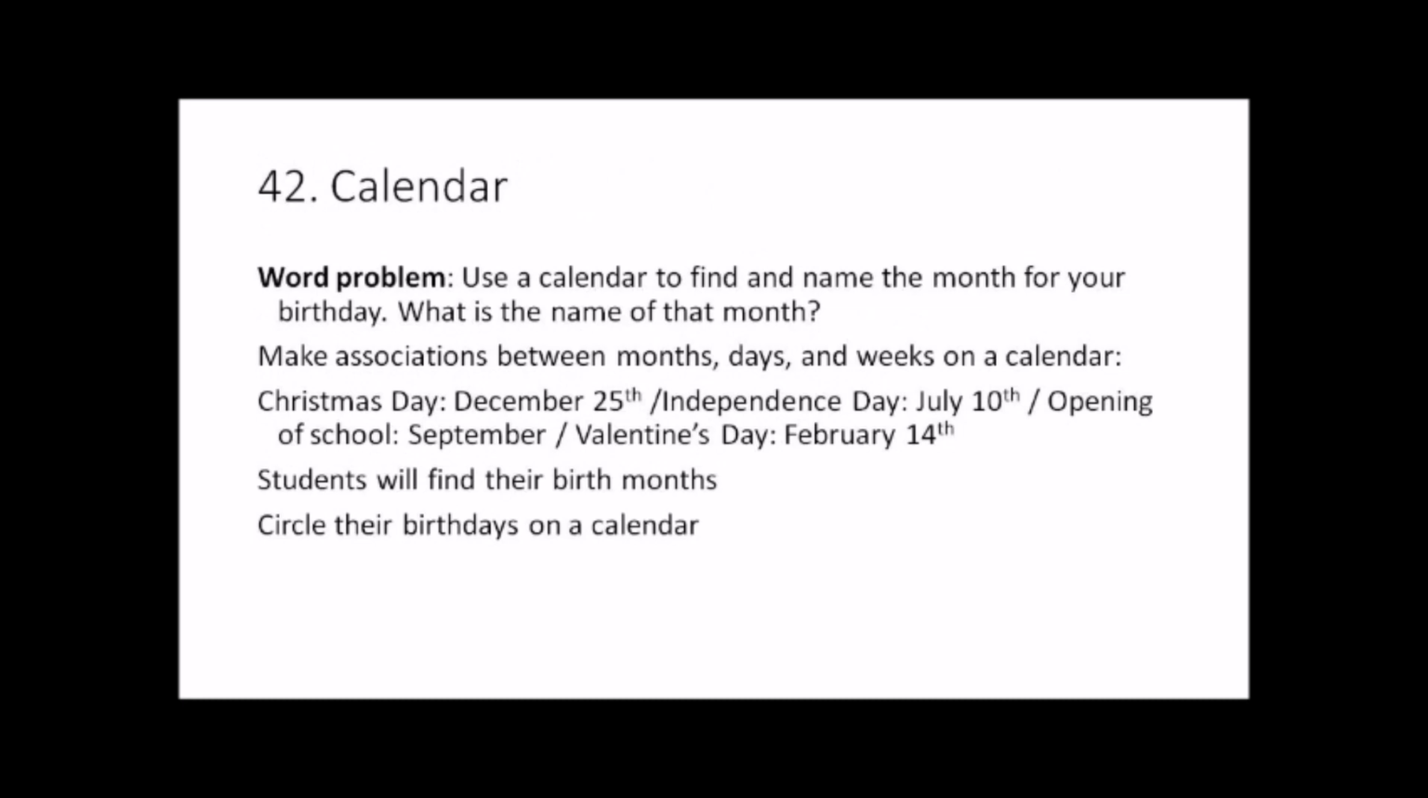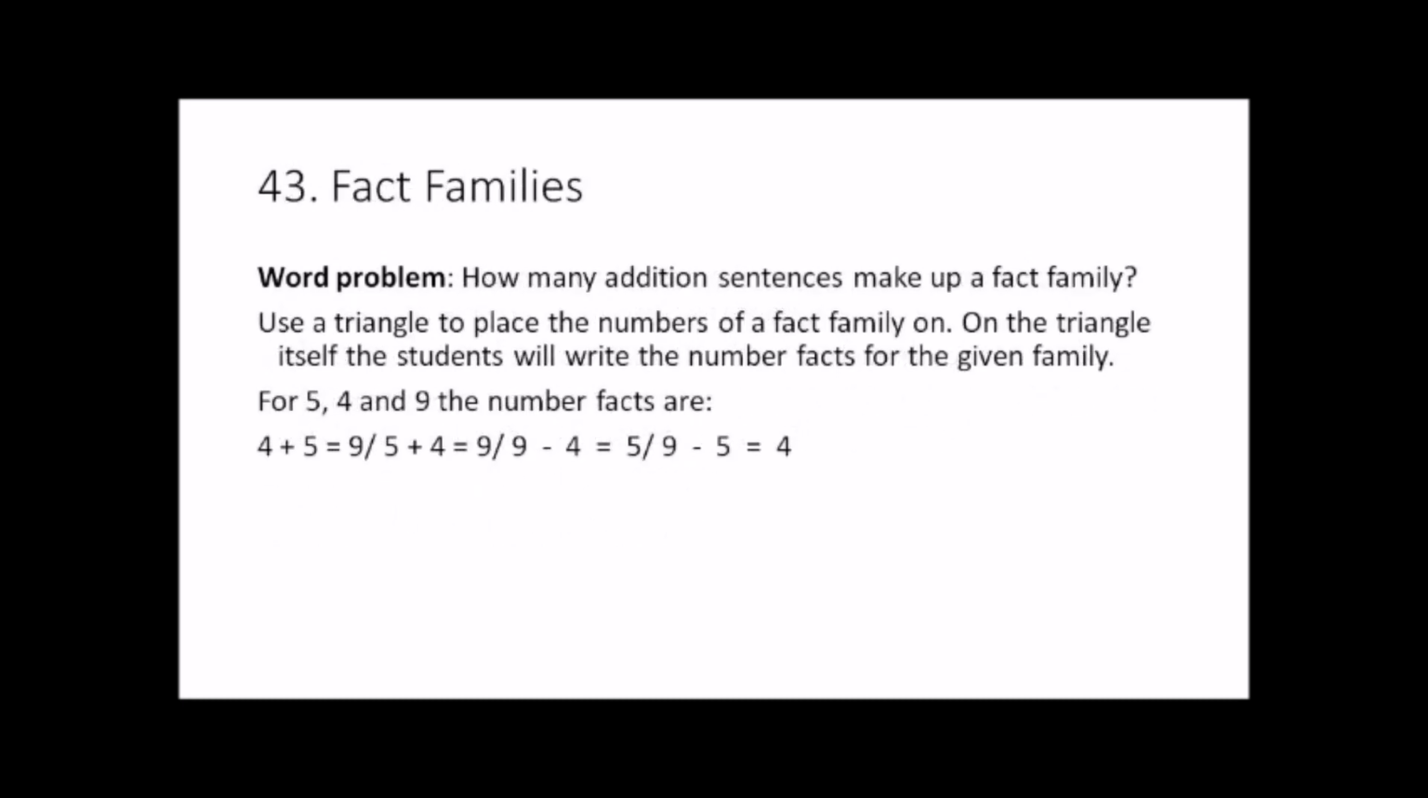Lesson 42 is still on the calendar. Use a calendar to find and name the month for your birthday. What is the name of that month? That's the problem they're dealing with. Then you want them to make associations between months, days, and weeks on a calendar. Christmas Day, December 25th. Independence Day, July 10th. Opening of school in September. Valentine's Day, February 14th. Make sure they know those special dates, especially their birth month, and they can circle it on a calendar for their birth month, and they're able to find the rest of those dates that we mentioned.